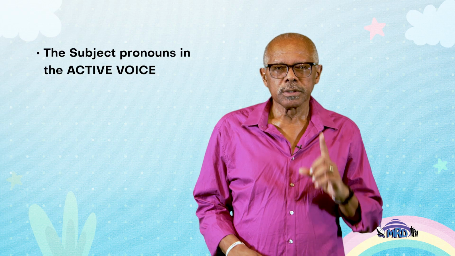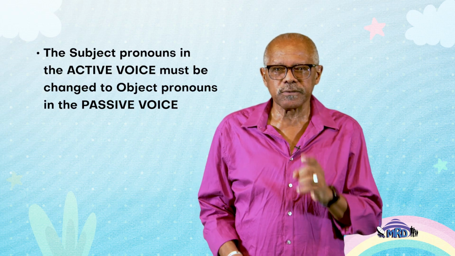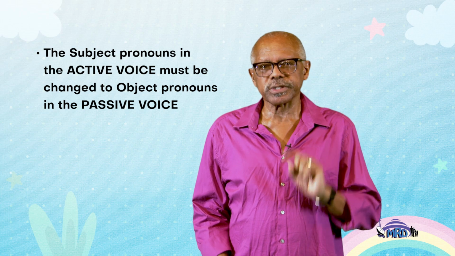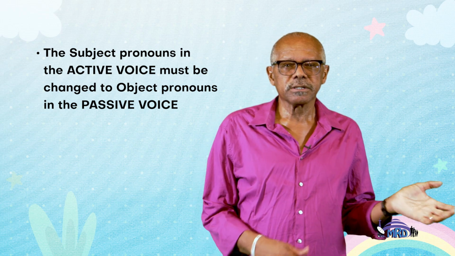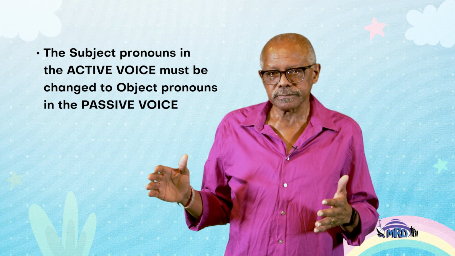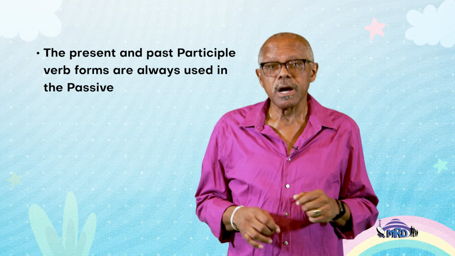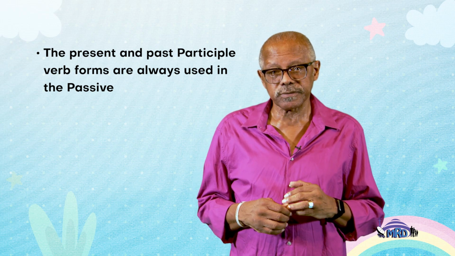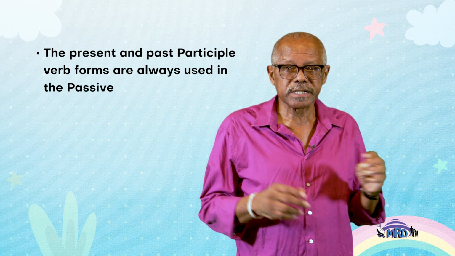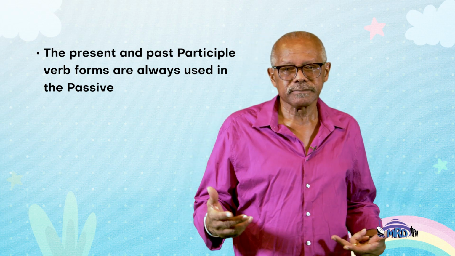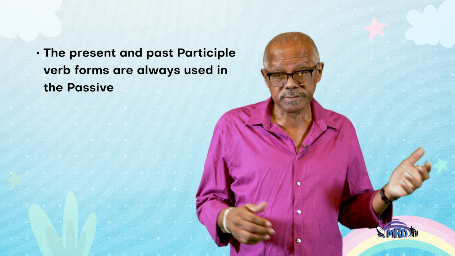That's the passive. In changing voices, there are 5 important points to note. The subject pronouns in the active voice must be changed to object pronouns in the passive voice. So he to him, we to us, etc. Let's see. The present and past participle verb forms are always used in the passive voice. I write the book, which is active, becomes the book is written by me. They drove the car becomes the car was driven by them. Okay, don't confuse them at all.